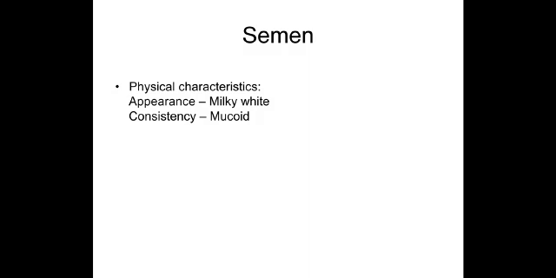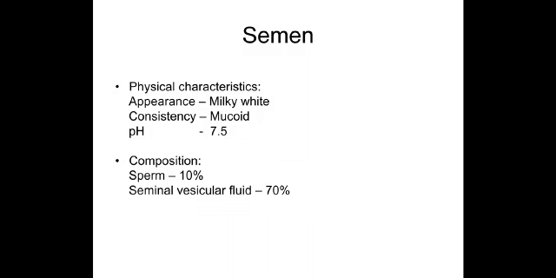Semen is a fluid ejaculated from the male genital tract during orgasm. The normal sperm count, as we discussed yesterday, was 60 to 120 million per ml with a pH of 7.4 to 7.5. It is milky white in color due to prostatic secretion. It is also mucoid. Of the composition, the sperm is around 10%, formed from the seminiferous tubules.